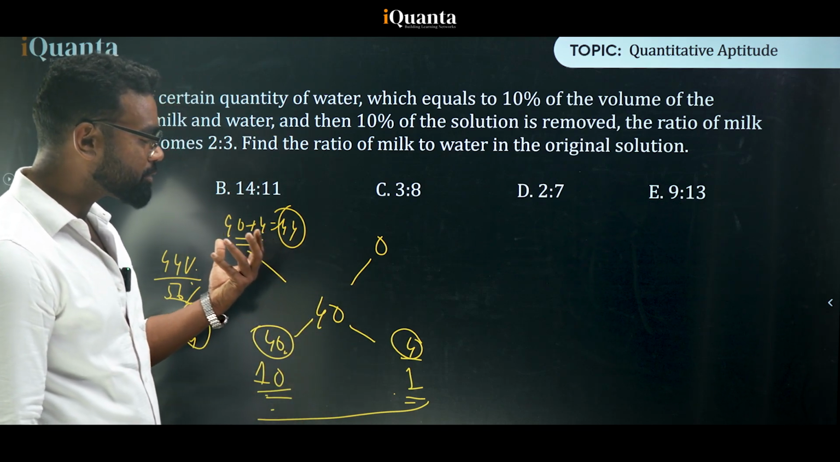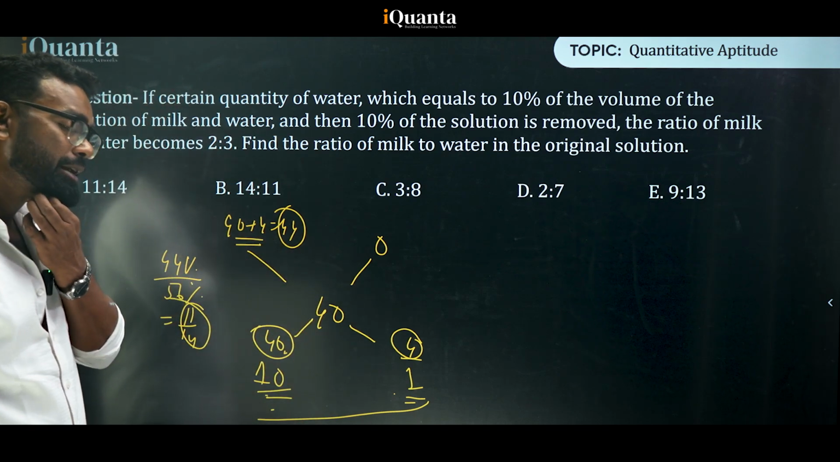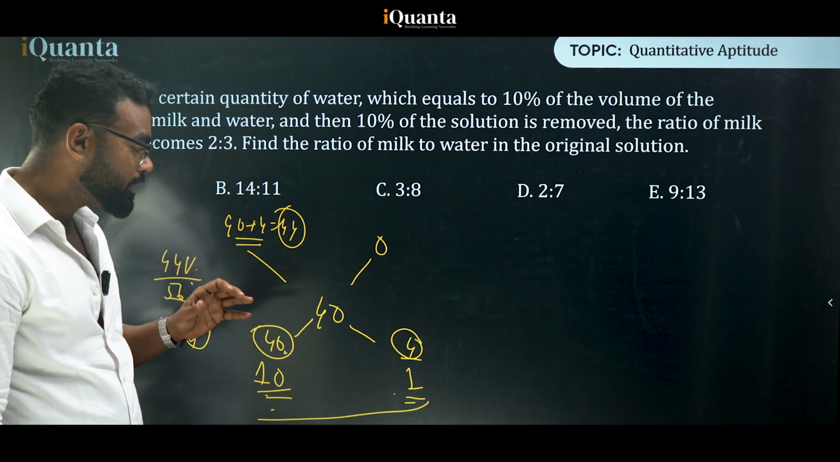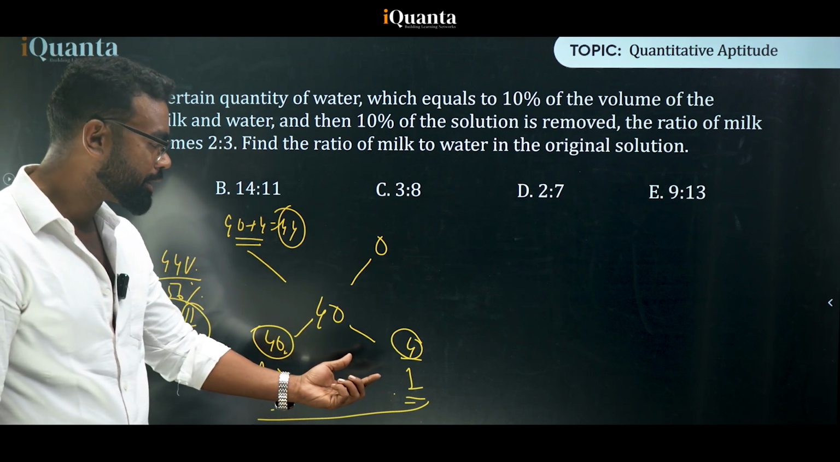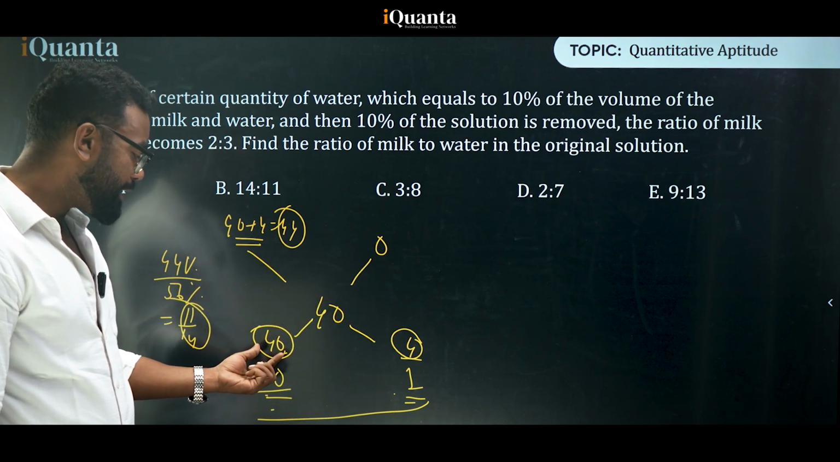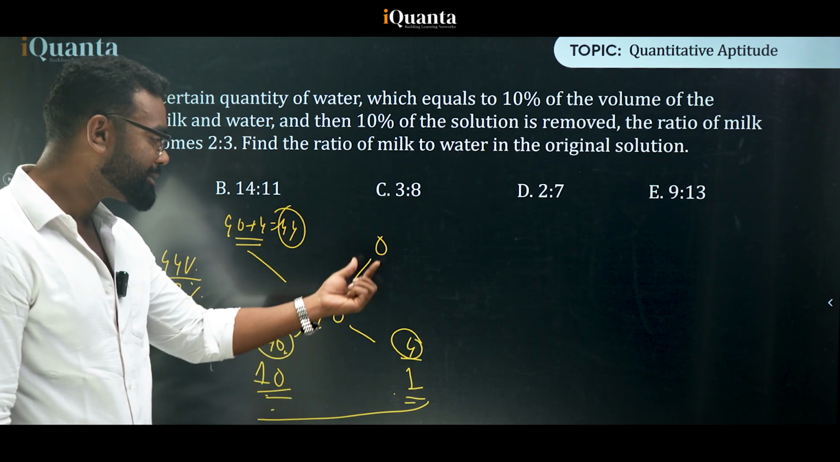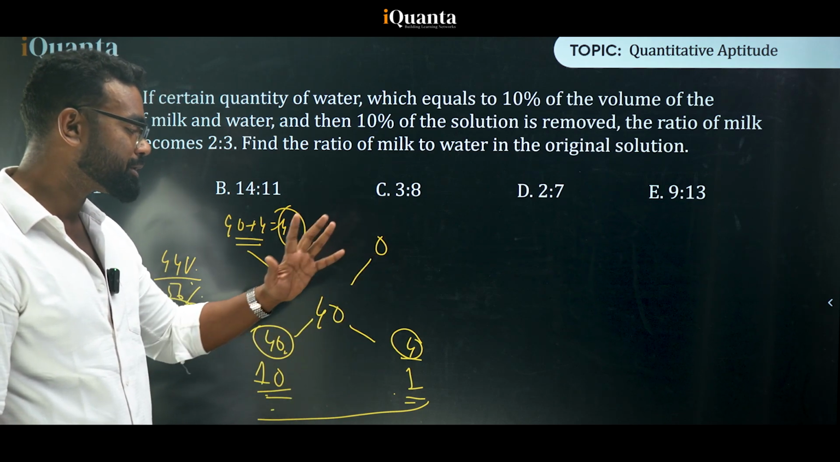So this is the smartest way to solve this question. I'm again making you understand how I did it. I know the ratio is 10:1. So I know 40 is here, and 40 is here, 10:1 is here, and 0 is here, because there is no milk, so 0% milk.